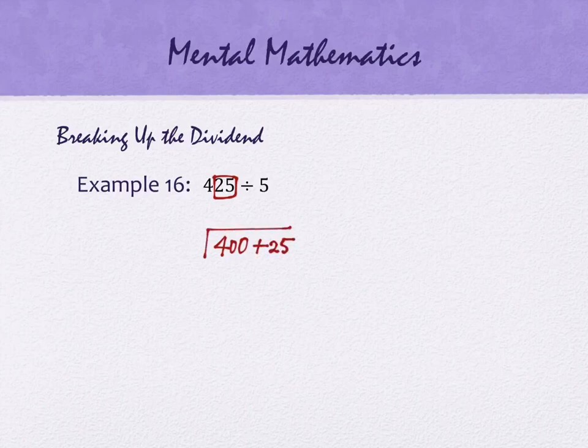So if I think of the 400 and the 40 part of it, what is 40 divided by 5? That's 8, for 80. And then 25 divided by 5 is 5. And 80 and 5 would be 85.